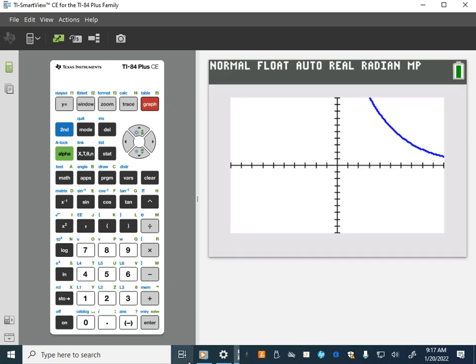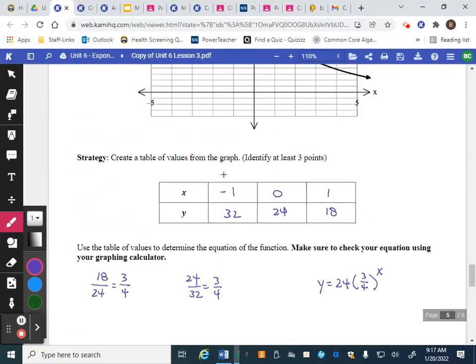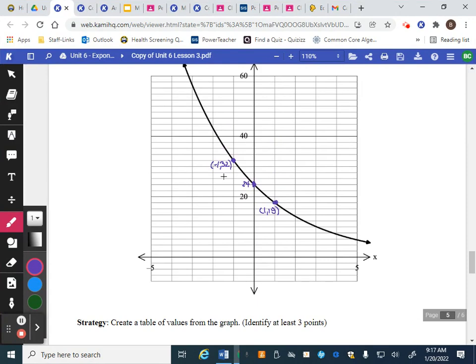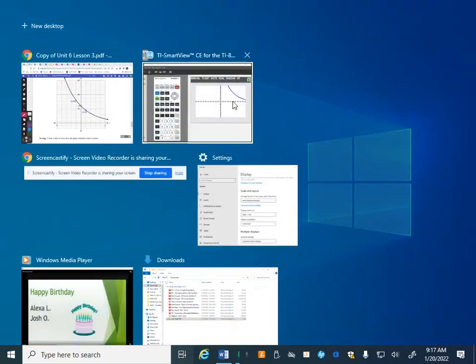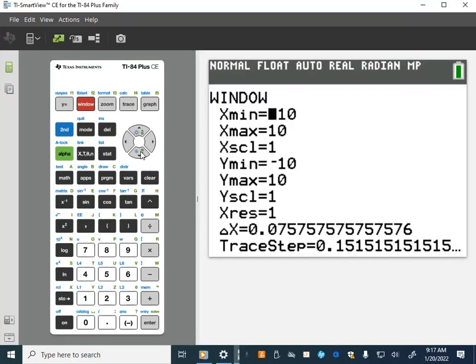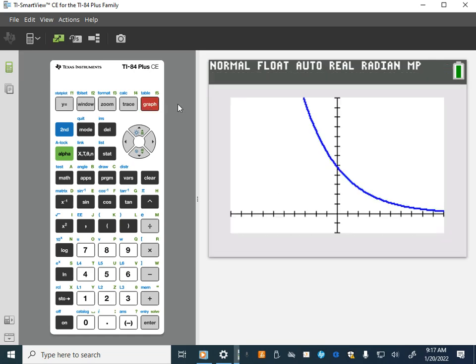All right, and our graph window is not set up how the original graph was. So the original graph goes up to at least 60, and it's going by twos. It doesn't really drop down too far in negatives because it doesn't cross the x-axis. So I'm going to change my window just a little bit. I'm going to go up to 60. I'm going to jump by 5s because our screen's a little smaller. But if you trace 0, 24, negative 1, 32, 1, 18, everything matches up.